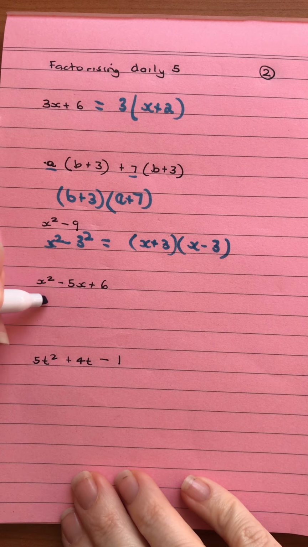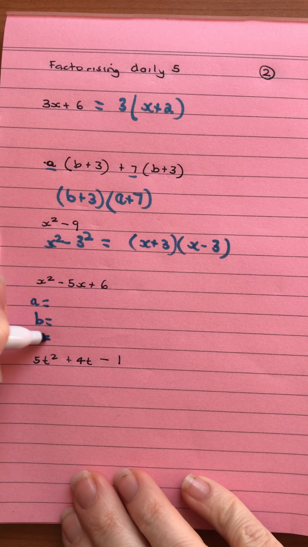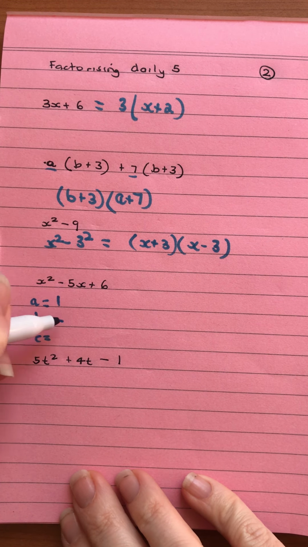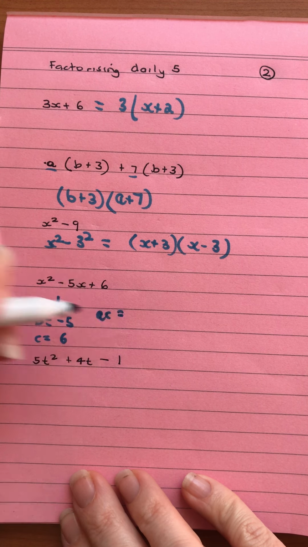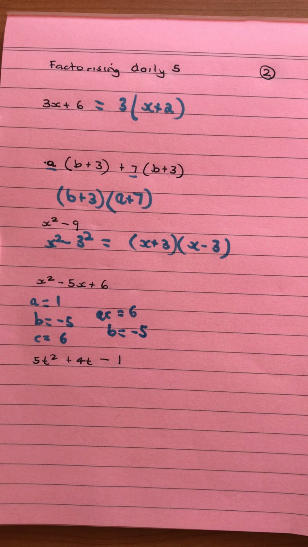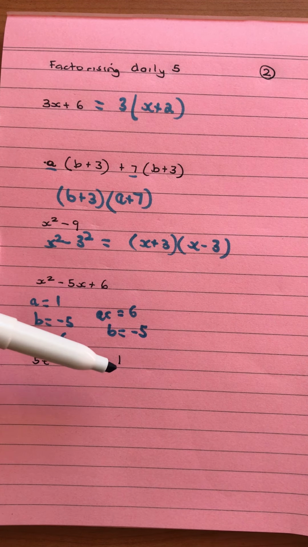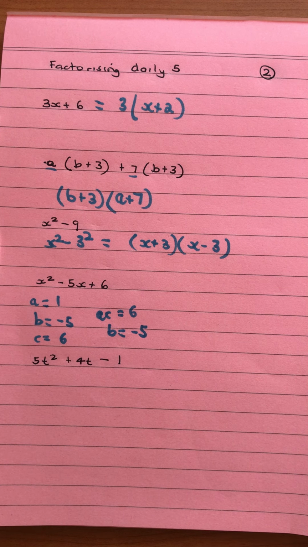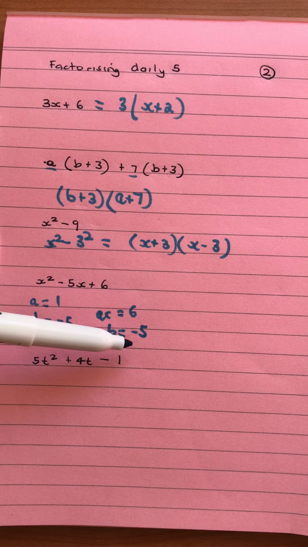So we're doing our a, b, c. Our a is equal to 1, our b is negative 5, and our c is equal to 6. So our AC is equal to 6 and our b is equal to negative 5. Now we're looking for two numbers that will multiply to give 6 but add to give negative 5. So we're going to want two negative numbers because two negative numbers will multiply to give a positive and then add to give that negative.